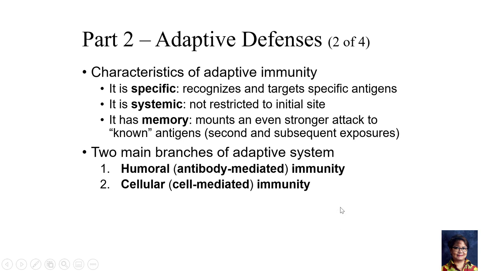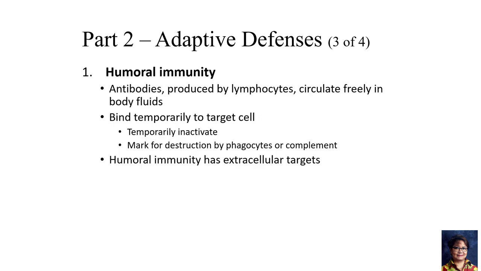And there are two main branches of the adaptive system. One is what you call the antibody mediated. This is actually the production of antibody that is being secreted in the blood. That's why you call it also humoral immunity. And the other one is cell mediated immunity, which is actually the cellular part.